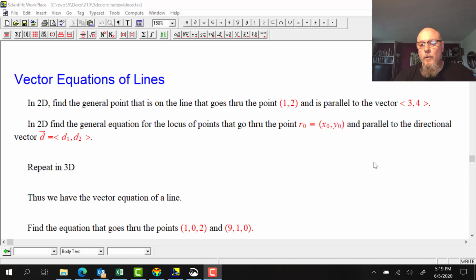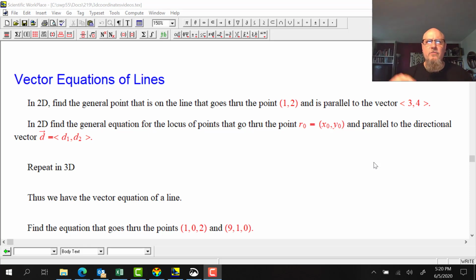Let's talk about vector equations of lines. The lines that we're used to are y equals mx plus b. We're used to m being the slope and b being the y-intercept. We think about that as a point and the slope sort of defining a line, or two points defining a line.